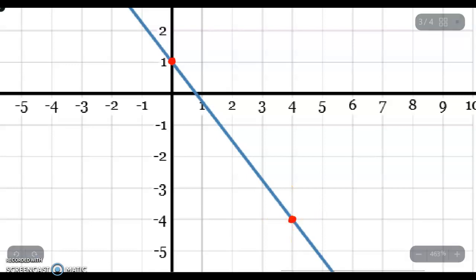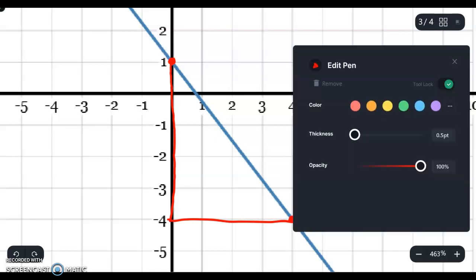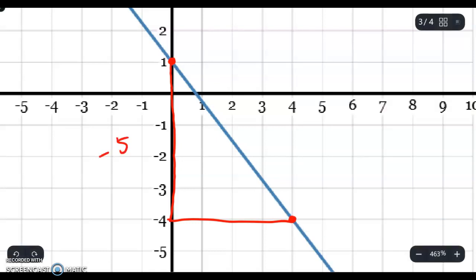Okay, so now I have my 2 points, and I'm going to draw my 2 lines. I'm going to come down all the way to negative 4, draw a line to there, and then draw another line from negative 4 to the point. So I come down negative 5, and I'm going over to the right 4. So my slope is equal to negative 5 over 4. Rise over run.